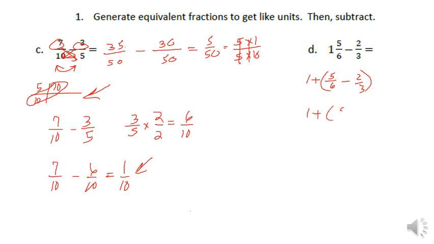So now I've got 1 plus 5/6 minus, I want to change 2/3 to sixths. And I can see, in order to change that to sixths, I need to multiply top and bottom by 2. That'd give me 4/6.